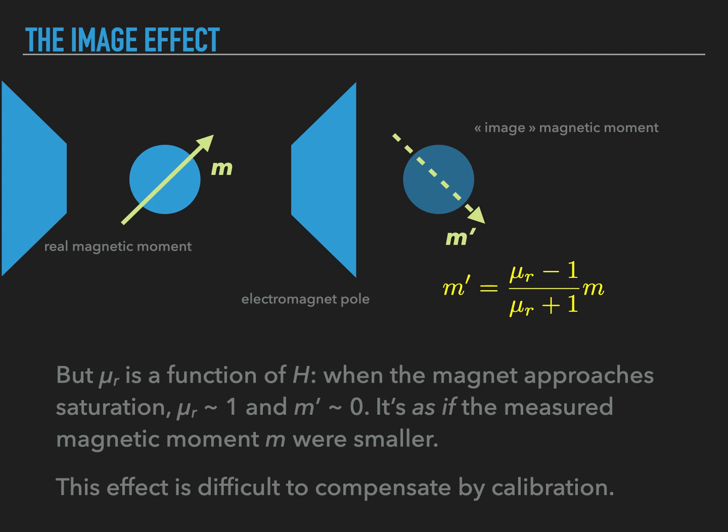1.7, 1.8 Tesla. Unfortunately, this effect is difficult to compensate by calibration because the exact dependence of the image magnetic moment on field depends on the shape of the sample. And so unless you have a calibrant of known magnetic moment that has exactly the same shape and size of your unknown sample, the compensation through calibration is not possible.